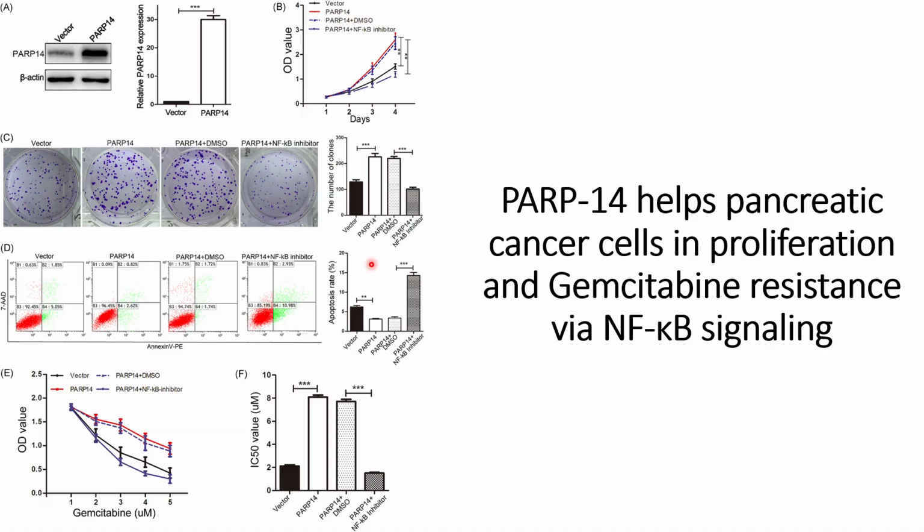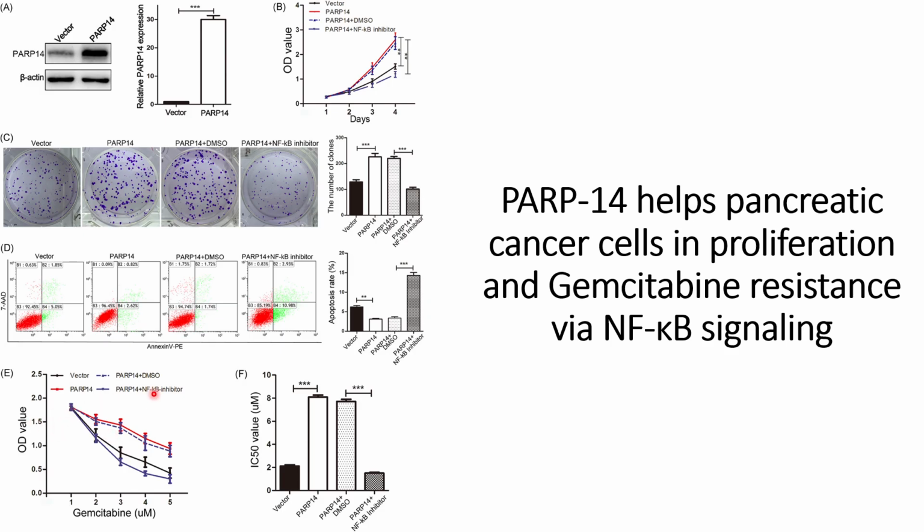And this is quantified on the right hand side, where we can see that compared to the vector, there is a lower apoptotic rate in the PARP-14 overexpression and PARP-14 overexpression plus DMSO. But when the NF-kappa B inhibitor is also introduced with PARP-14, we see a high apoptosis rate, indicating that NF-kappa B might help in the survival of pancreatic cancer cells in conjunction with PARP-14 overexpression.